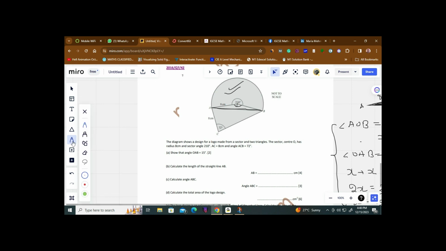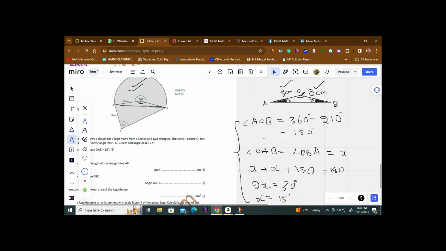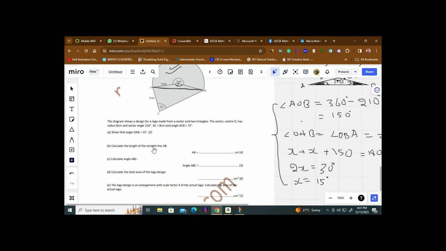You are handling here an obtuse angle isosceles triangle, right? Triangle OAB is an obtuse angle isosceles triangle. One of the angles is 150 degrees, bigger than 90 degrees, so it is obtuse. So you need to find out the unknown side. You can't use Pythagoras theorem. You can't use trigonometric ratios. You can use either cosine law or sine law to find the unknown side.